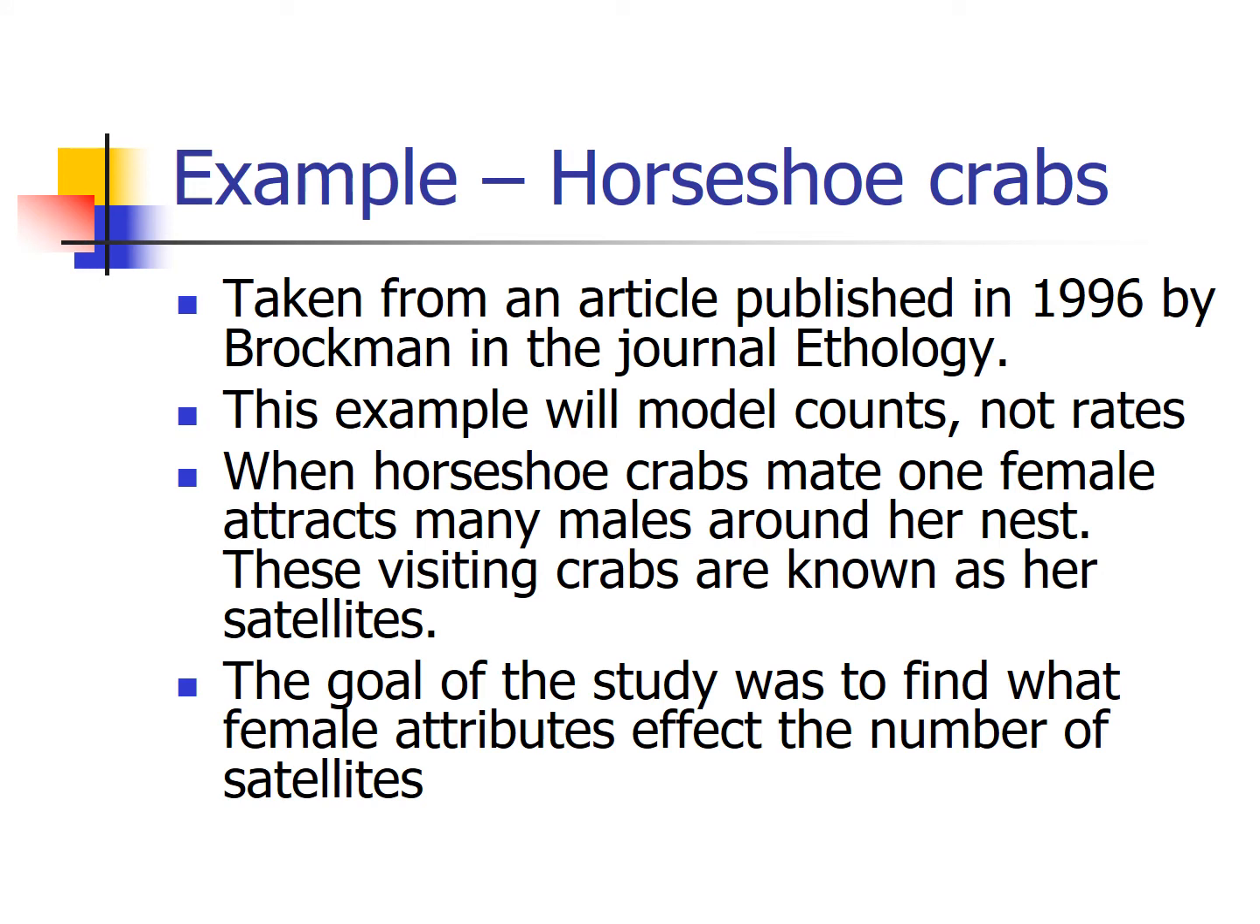So let's walk through a romantic example. This is, again, some interesting, somewhat quirky, real-life example, published back in 1996. It looked at horseshoe crabs. Fun fact: when horseshoe crabs mate, one female attracts many males around her nest, and these visiting crabs are known as her satellites. So a female attracts a certain number of satellites. The goal of the study was to find out what female attributes affect the number of satellites. That's kind of cool, right? What do male horseshoe crabs find attractive in a female horseshoe crab?